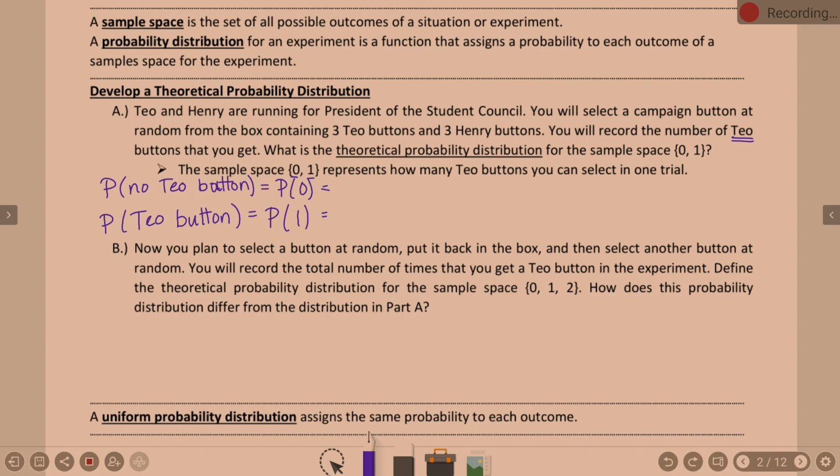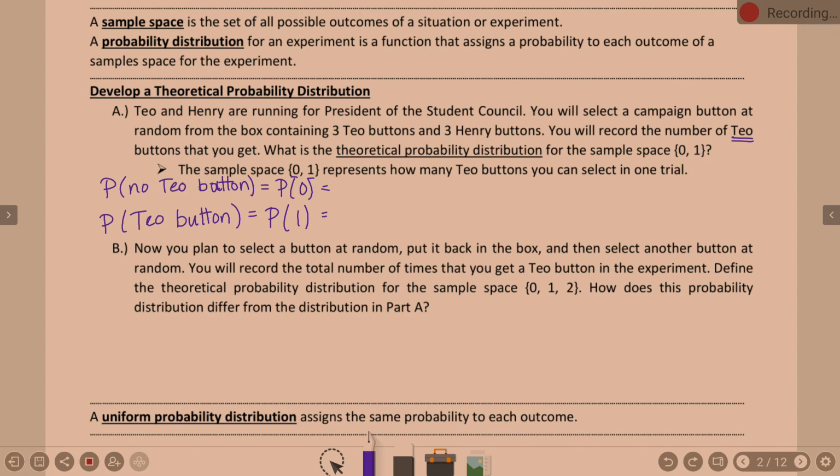Okay, so go back and look at what was the question in place. Here the question in place is you're going to record how many Tio buttons you get, right? We don't care how many Henry buttons we get. How many Tio buttons do we get? So with Tio buttons, you don't get a Tio button, P of 0. You do get a Tio button, P of 1. Does that make a little bit of sense of how I understood that? Okay.